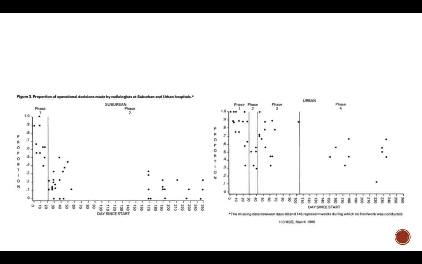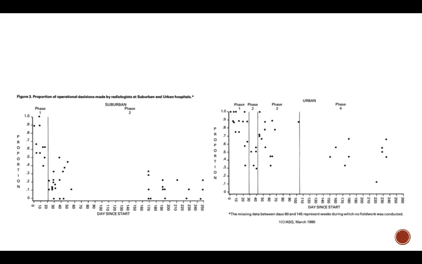So in the end, these two graphs show that the suburban phase 1 and phase 2 has more of a declining trend than urban.